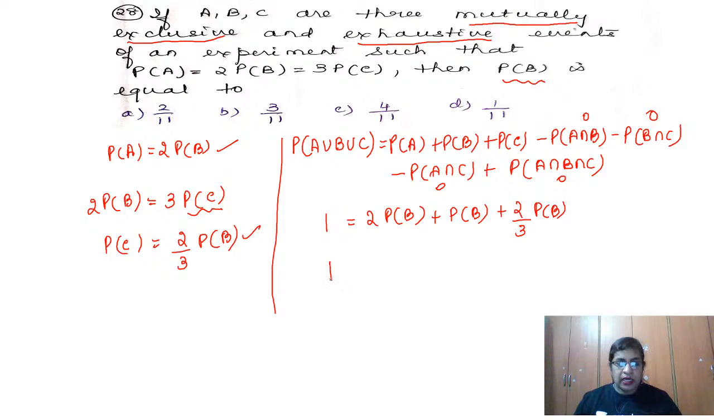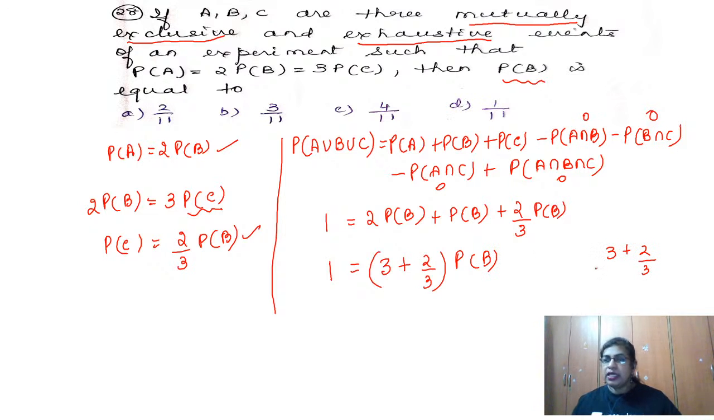So we have only this much. 1 is equal to, you have 2 plus 1 is 3, so 3 plus 2 by 3 times probability of B. How much is 3 plus 2 by 3? 3 threes are 9 plus 2, so you are getting 11 by 3. So here you got 1 is equal to 11 by 3 into probability of B. But I want the probability of B. So probability of B goes to the other side and becomes the reciprocal of 11 by 3, nothing but 3 by 11. So which option satisfies? B option is satisfied.